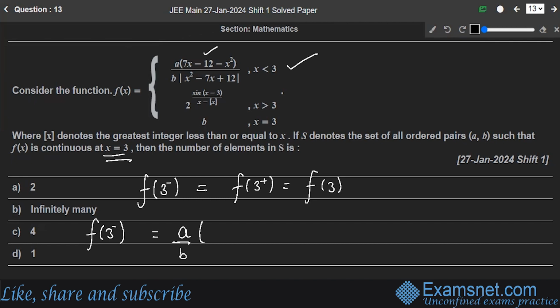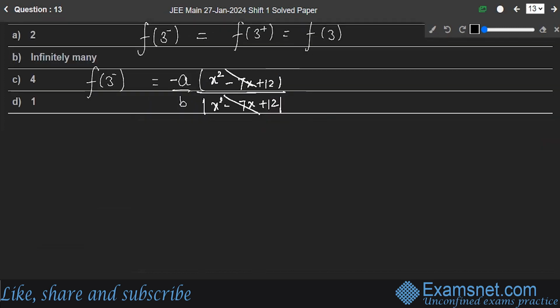Let's factorize this. Let's split the middle term over here. So you will have two such terms. Let's write it properly first. I'm taking the minus outside, so this will be x square minus 7x plus 12 divided by the mod of this. Actually, they will cancel out each other. There's no need to factorize now. So they will eventually cancel out, and this will be equal to, for x less than or equal to 3, minus a upon b.